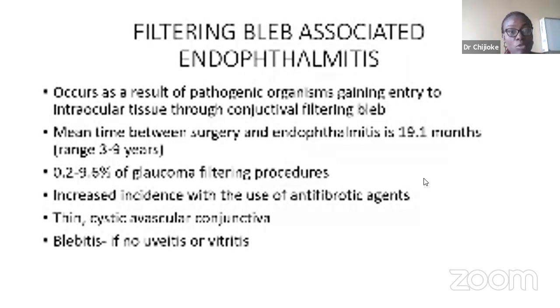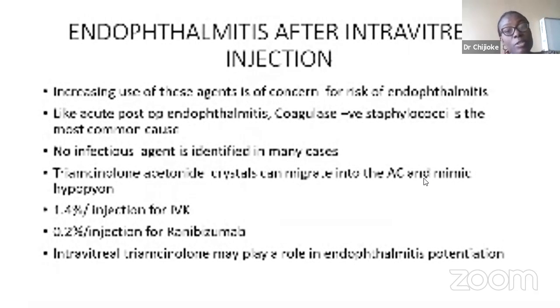Blebitis can also be associated with filtering bleb endophthalmitis, especially if there is no uveitis or vitritis. For endophthalmitis after intravitreal injection, increased use of these intravitreal agents is of concern for risk of endophthalmitis. And like acute post-operative endophthalmitis, coagulase negative staphylococci is the most common cause. No infectious agent is actually identified in many cases.